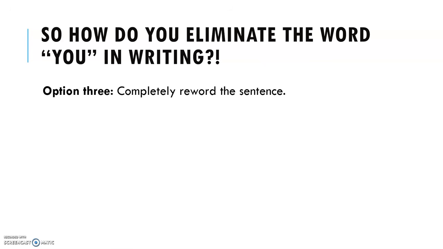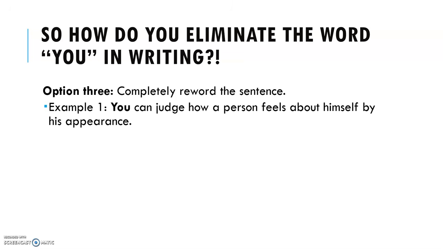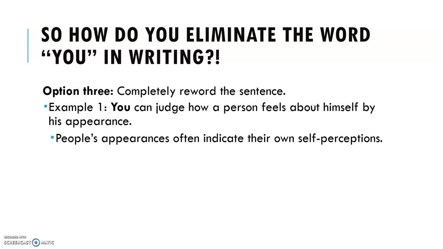Your third option, you can completely reword your sentence. Instead of saying, "You can judge how a person feels about himself by his appearance," pause, think what you're trying to say overall, and simply change the sentence without having to use the word "you." People's appearances often indicate their own self-perceptions.